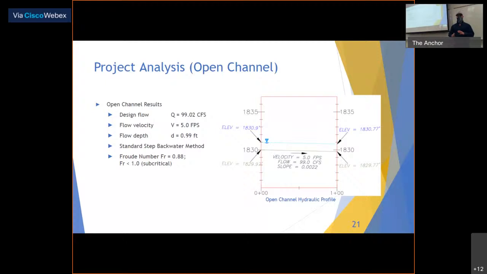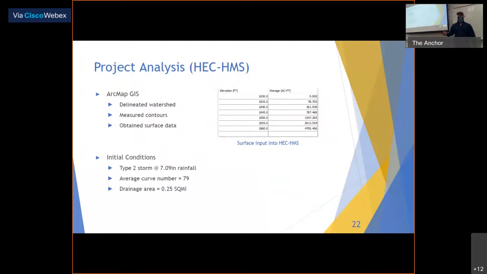The next step in our analysis was to analyze the culvert option. And we did this through the HEC-HMS program. We began this by using ArcMap GIS to delineate a watershed. And that gave us some contours that we then measured individually to come up with surface data that we input into HEC-HMS. We had to plug in initial conditions in HEC-HMS. We are in an area that has a type 2 storm event at 7.09 inches of rainfall for the 100-year 24-hour storm.